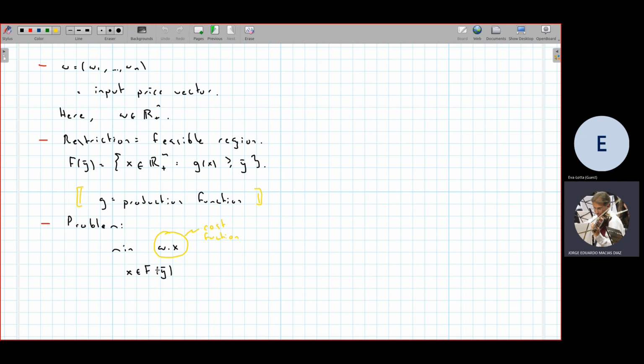Now, something that I would like to point out here is that the feasible region depends on y bar. In other words, this depends on one parameter, the parameter y bar. And thus, this is an example of parameter dependent optimization.